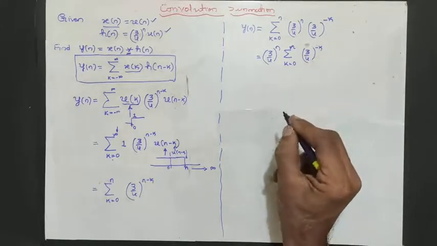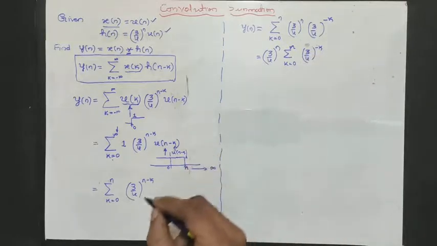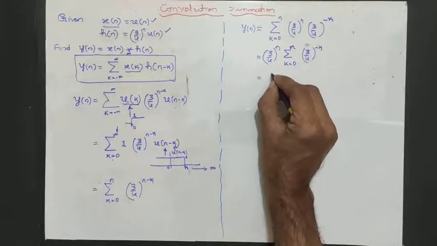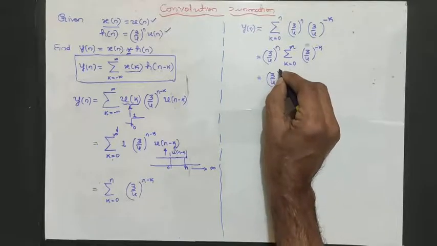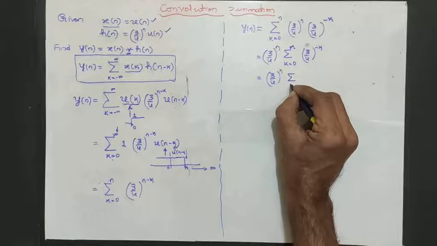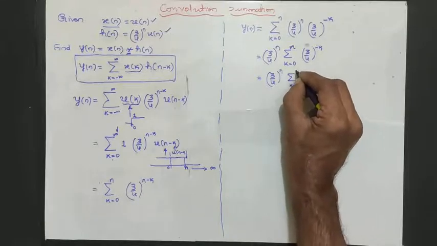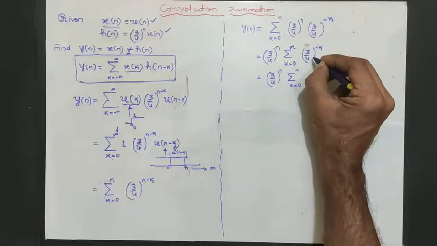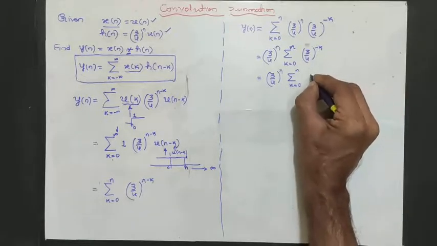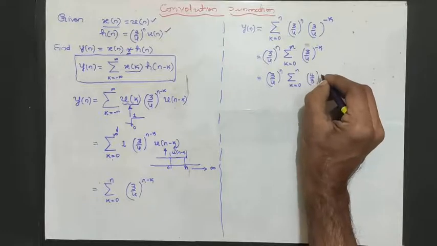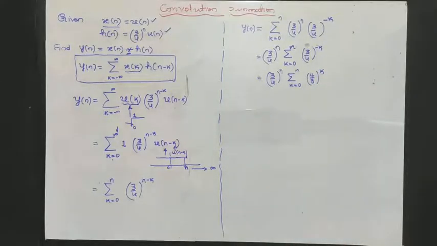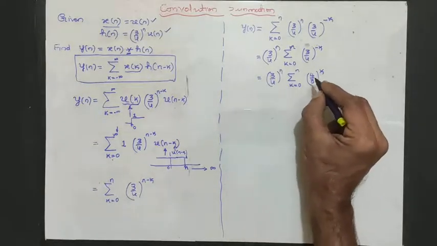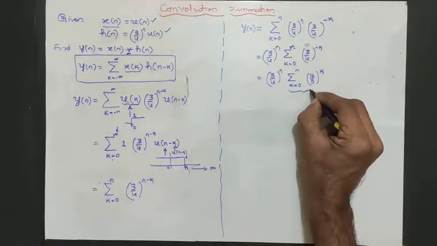Now this 3 by 4 raised to minus k, I shall write it as 4 by 3 raised to k. Okay, no problem. 3 by 4 raised to n, summation k is equal to 0 to n. 3 by 4 raised to minus k, you can write it as 3 by 4 raised to minus 1 raised to k, or 4 by 3 raised to k. Now this is again a standard formula to be used.